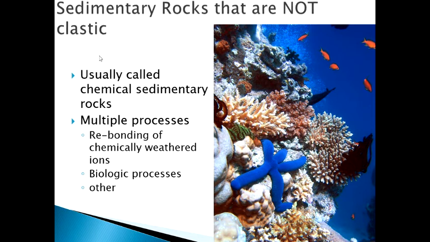They are formed by a whole suite of different processes, but think back to chemical weathering, where chemical weathering is the dissolving of things. If you take salt, which is sodium chloride, you dissolve it into free sodium ions and free chlorine ions. Well, if they reform somewhere else, they remake salt, rock salt, sodium chloride. That is a chemical sedimentary rock.